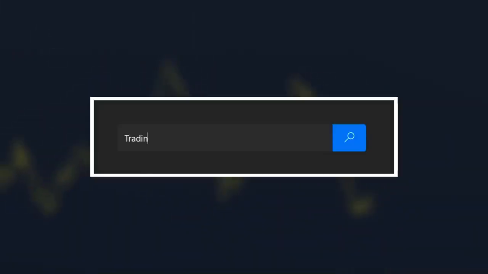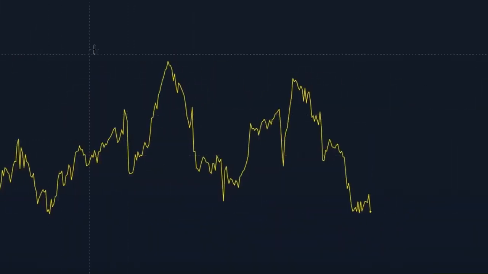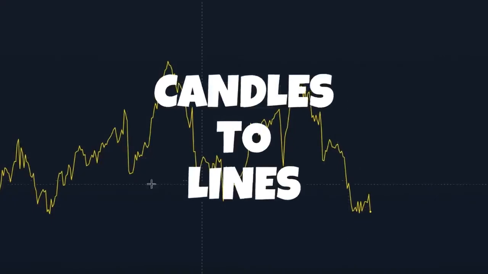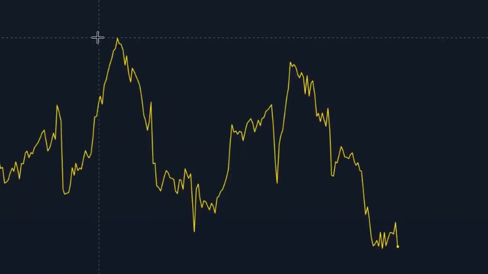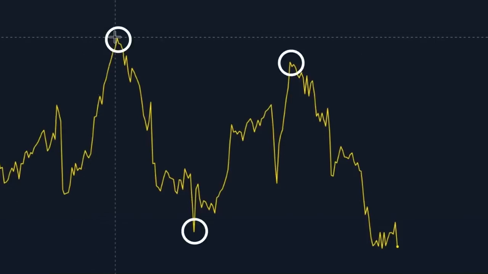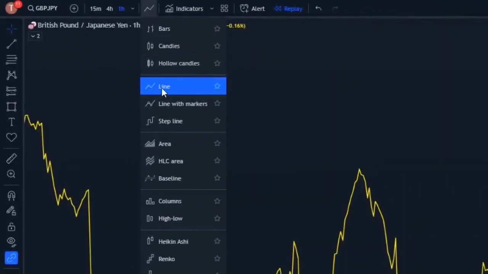First thing we're going to do is go onto tradingview.com. The very first thing I've done is change the candles to lines. The reason I've done this is because we only want to focus on the close of candles. The wicks don't really matter so much in this strategy. You can do that by clicking up here and then clicking lines.